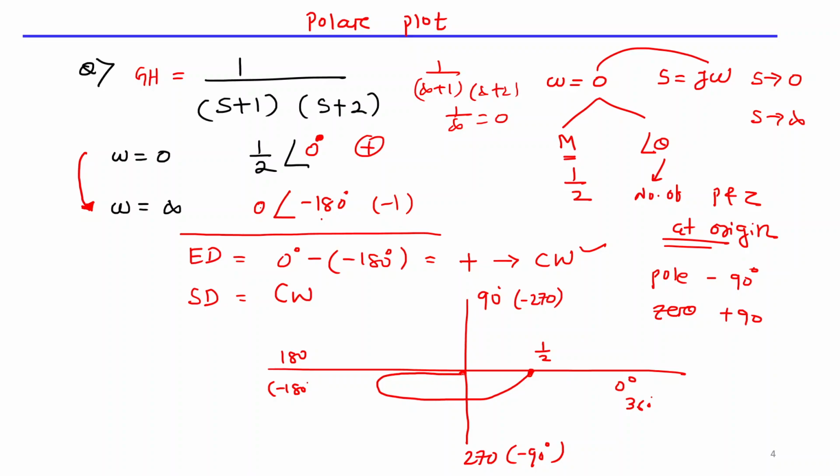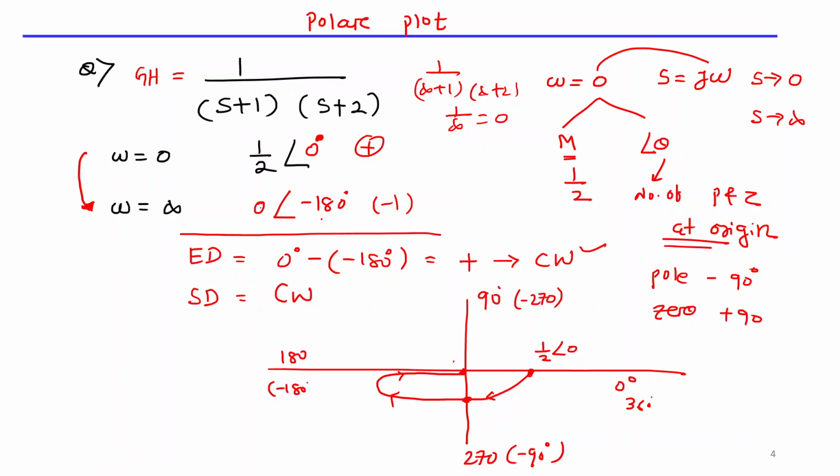So this is the polar plot. This angle is 0 degree and you are crossing at some point here and reaching here. So this value is 1 by 2 at an angle 0, and this is 0 at an angle minus 180, right? And the direction will be clockwise. We are moving in the clockwise direction.